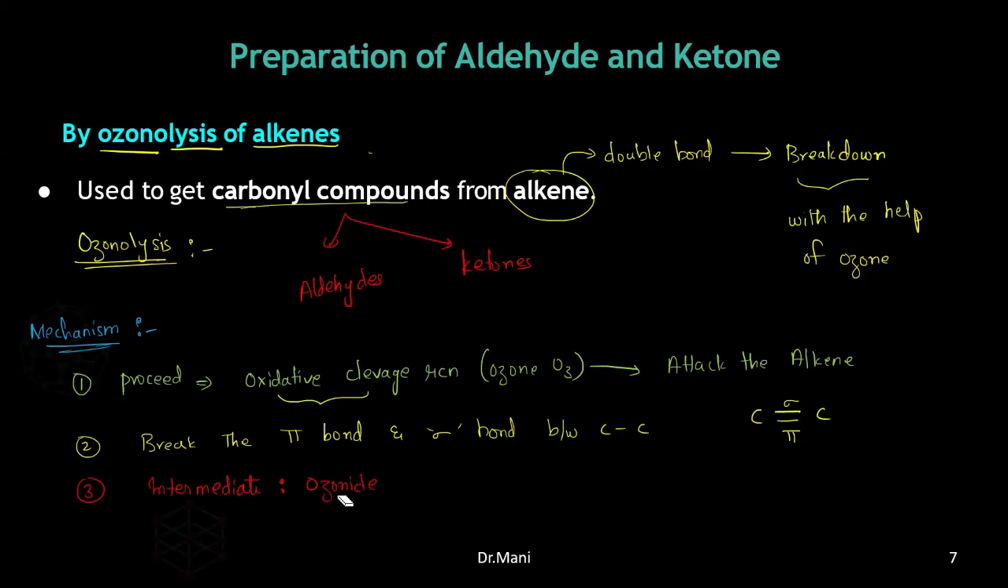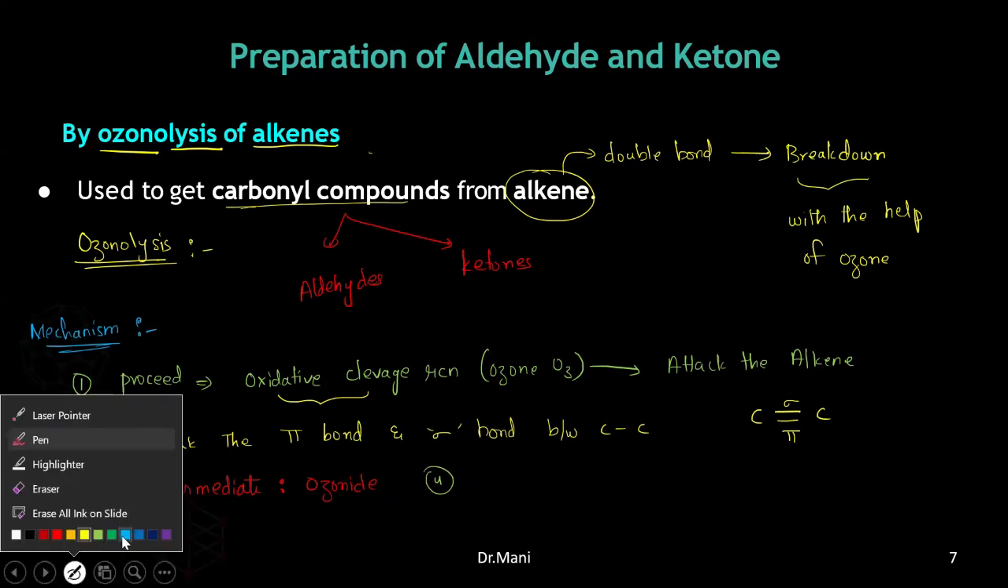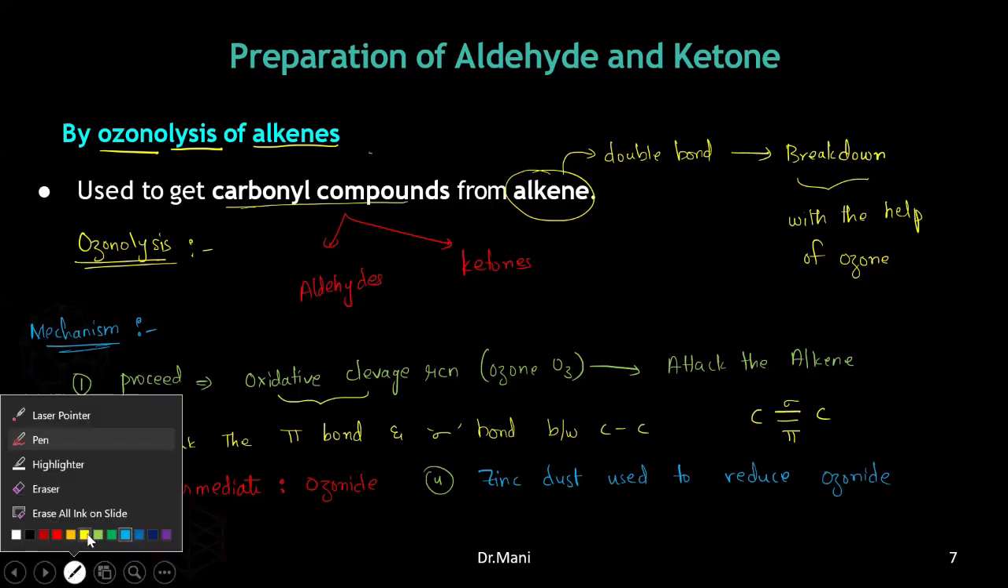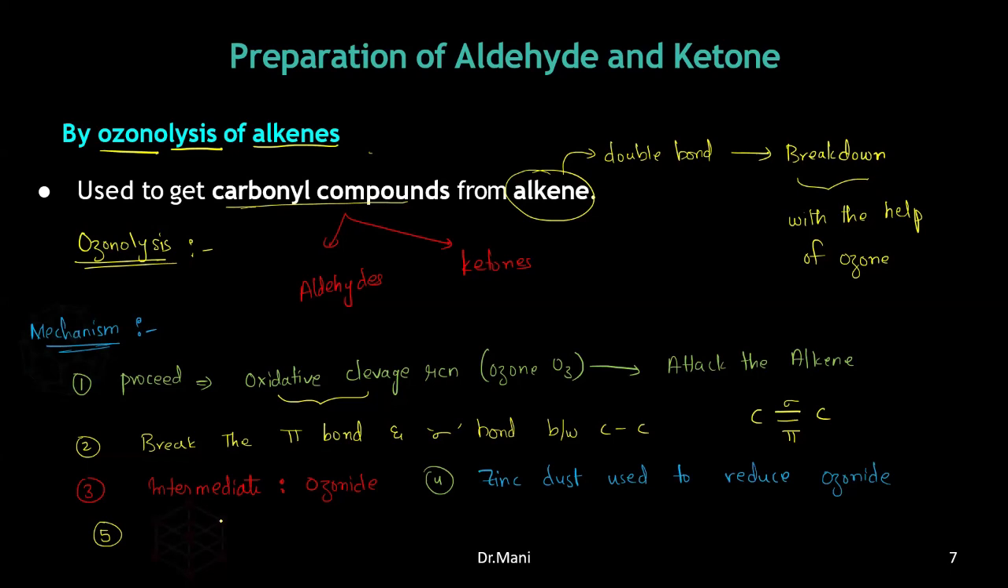So once the ozonide is formed, with the help of zinc dust, we will be doing the fourth one. So what will we be doing here? We will use the zinc dust to reduce the ozonide. So whatever ozonide is formed, with the help of zinc dust, we will be reducing it. And finally, the carbonyl compounds are formed.